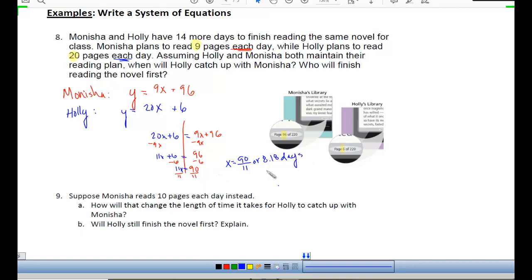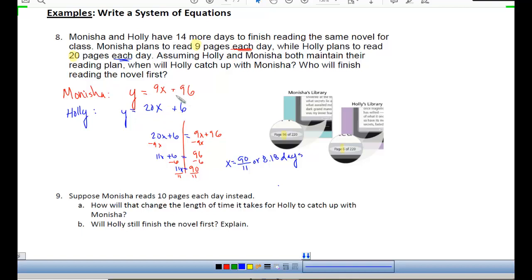Okay, so mathematically this is when it's going to occur. At some point there, after 8 days, so when she's reading on the 9th day, she will have surpassed Monisha. So she would have needed to have read for the full 8, and then in the 9th day of reading, she will have passed. Okay, so that's the point of intersection. That's when Holly's going to catch Monisha.